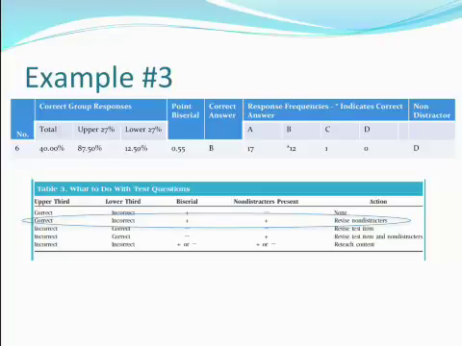So how do we interpret this? Well, a majority of the upper third got this question correct. A majority of the lower 27% got it incorrect. The point biserial was positive. We had a non-distractor. Then in this case, all we need to do is revise that non-distractor, and we can continue using this question.